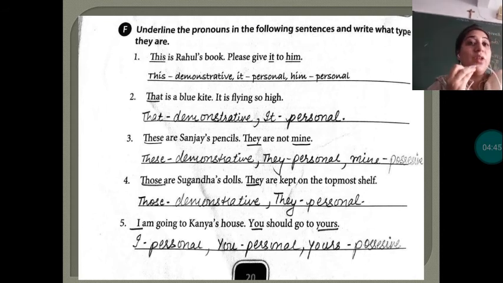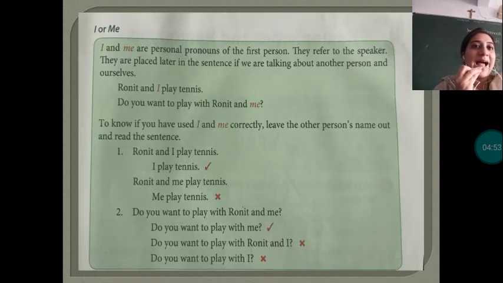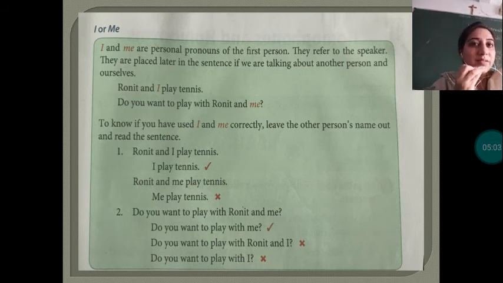I hope, students, you are clear with demonstrative, personal as well as possessive pronouns. Now students, this is an activity to keep in mind about I and me, where they are used. Let's see it. I and me are personal pronouns of the first person, as we have seen, that is the speaker. They refer to the speaker.